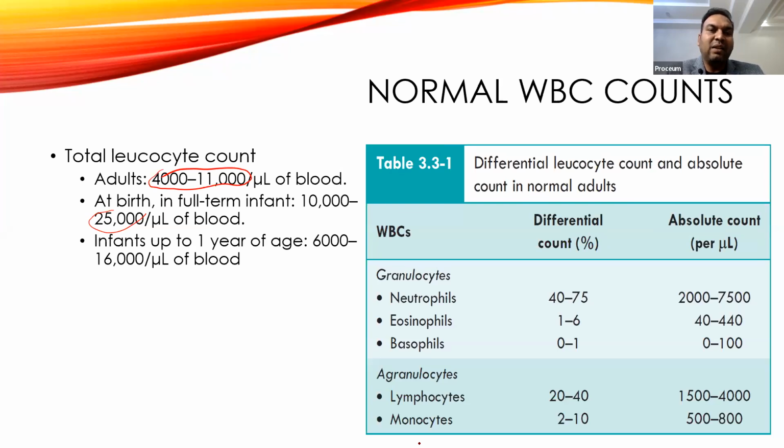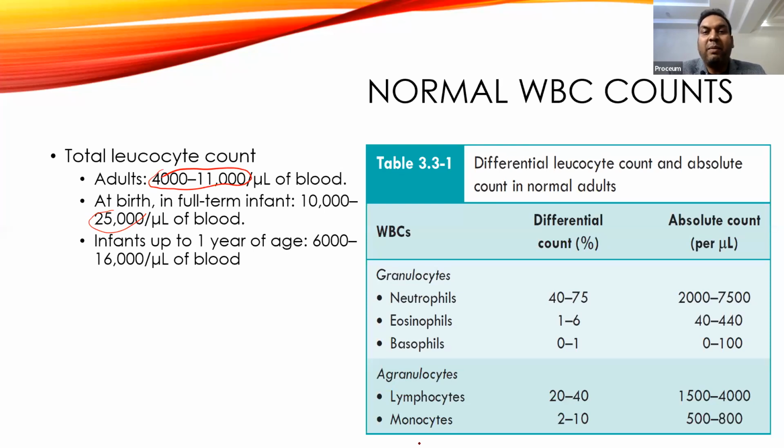But as I said, there are a variety of WBCs. In many diseases, one WBC type increases, another WBC type decreases. So total leukocyte count may not be so diagnostic for us. So we want differential leukocyte counts, the individual count of each type of WBC, and that we do by the peripheral smear.